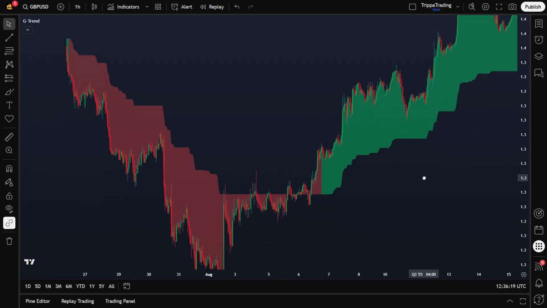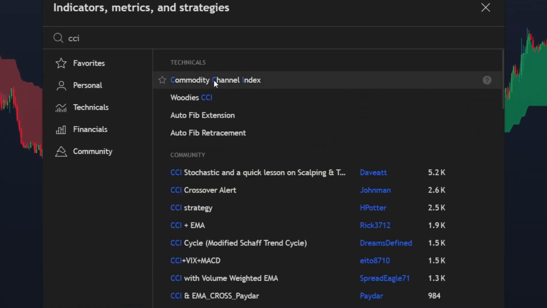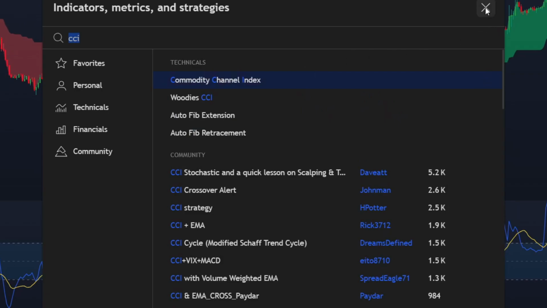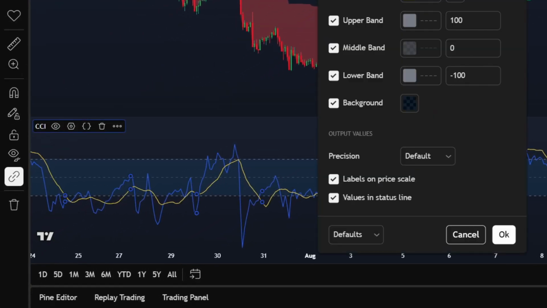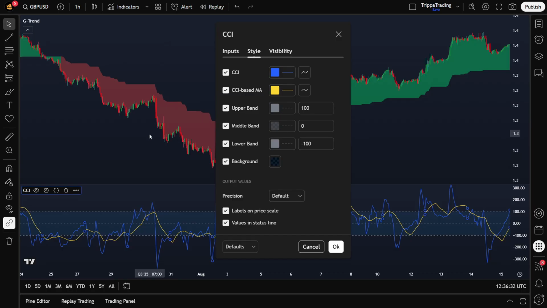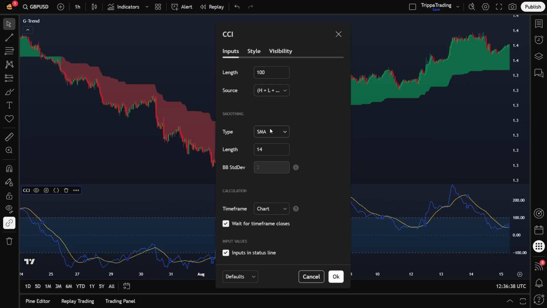Now let's add the second indicator of this strategy to the trading chart. It is called the CCI, Commodity Channel Index. Add this one to the trading chart. For this indicator also, first of all, let me show you the recommended settings. Go into settings from here. And first of all, change the length to 100. Leave everything else as is.